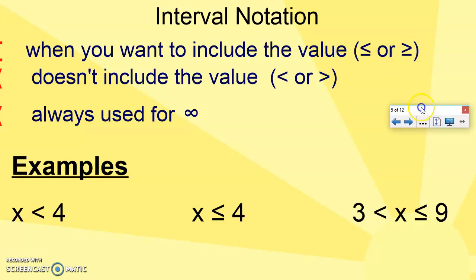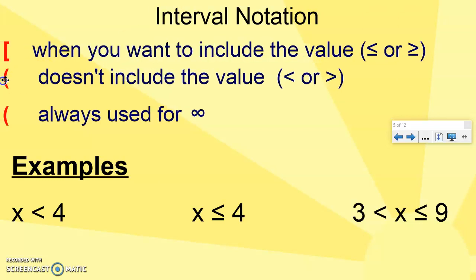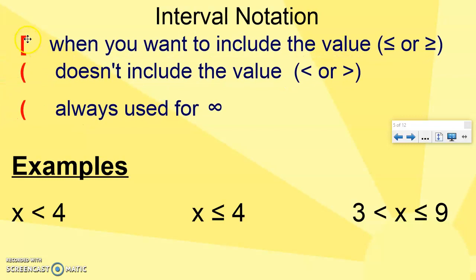The rest of this is all based on notation, and some of it includes using those different set classifications within the notation. You've probably learned about what I'm about to show you in Algebra 2. When you have a bracket, you're going to use that when you want to include the value. So when you see less than or equal to or greater than or equal to. You're going to use just the parenthesis when you don't want to include the value, and you always use it for infinity.